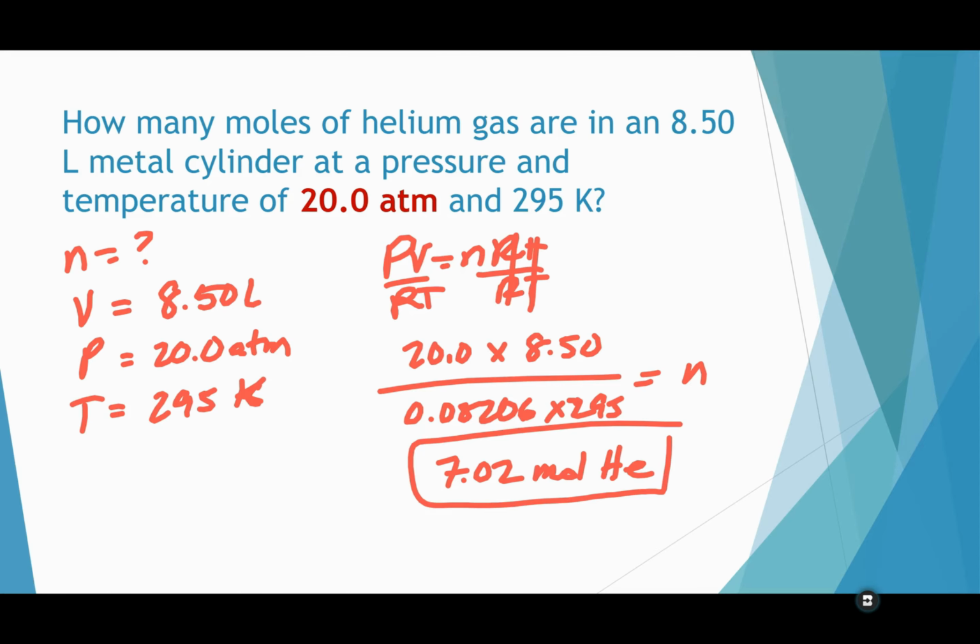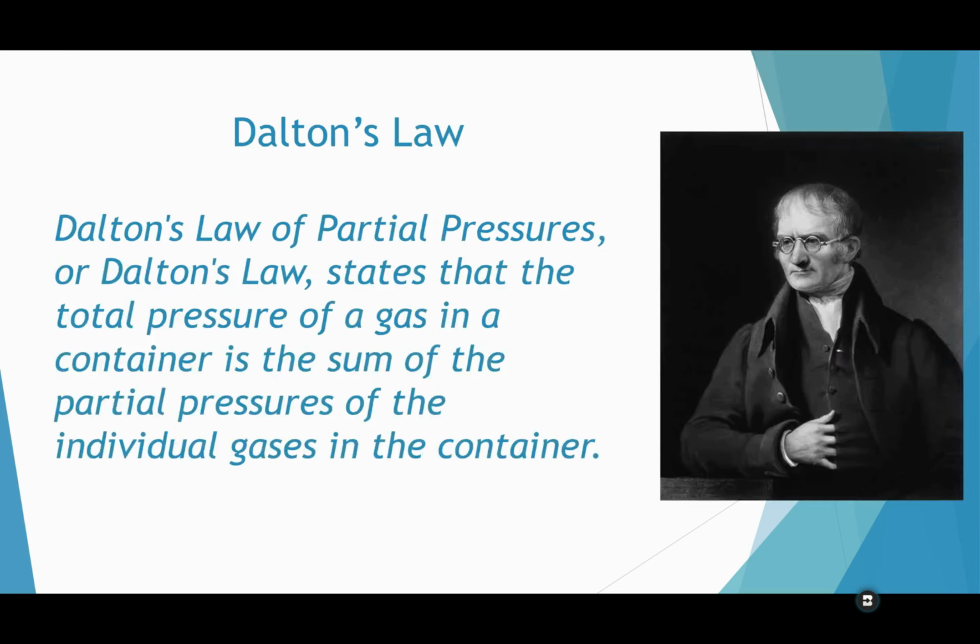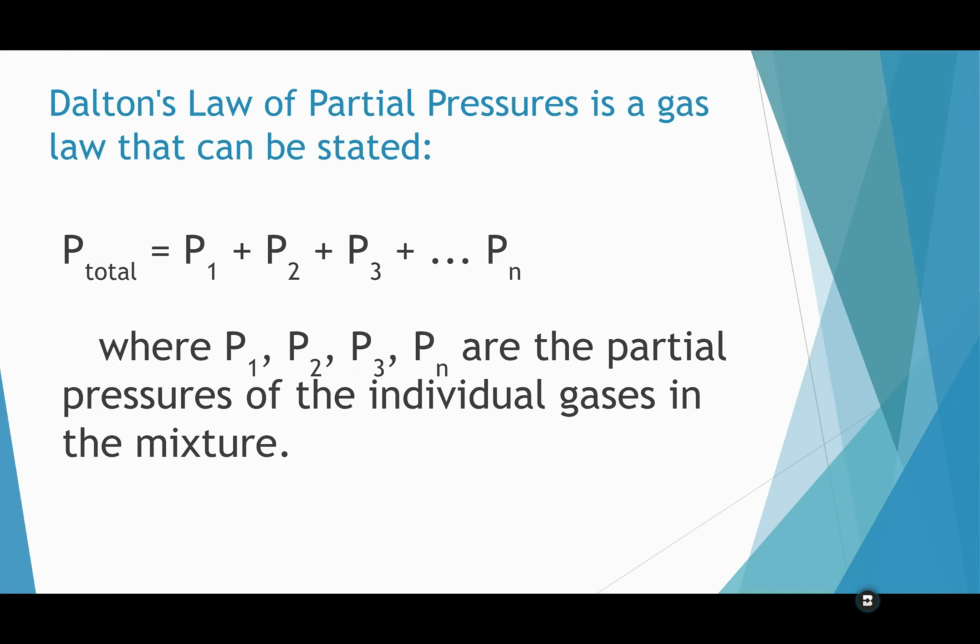Because we're dealing with gases, so I figured it might as well be like gases. Dalton's law of partial pressure states that the total pressure of a gas in a container is the sum of the partial pressures of the individual gases in the container. So this P total equals all of that. That just means if I add up all the pressures, the individual pressures of the different gases, it will equal the total pressure of all the gases added together.